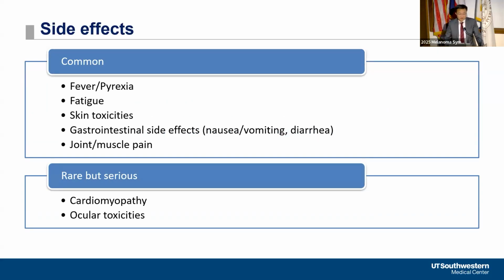The most common side effects that patients talk about are fever and pyrexia, and fatigue. We do see quite a few skin toxicities. We see GI or gastrointestinal side effects, including nausea, vomiting, and diarrhea. And many of our patients complain of joint and muscle pain. There are some rare but serious side effects we also mention to patients when we start these medications. One is called cardiomyopathy, which we'll talk a little bit more about. And there are also ocular toxicities. Both of these side effects are related to the MEK inhibitor. So in general, we have to monitor for both since we give these in combination.